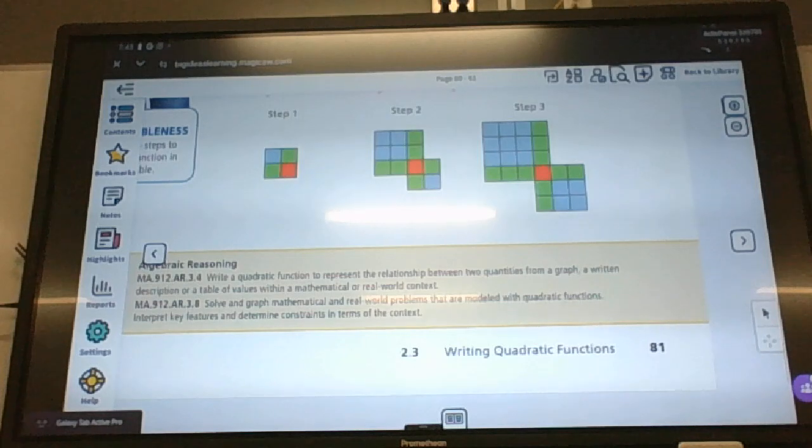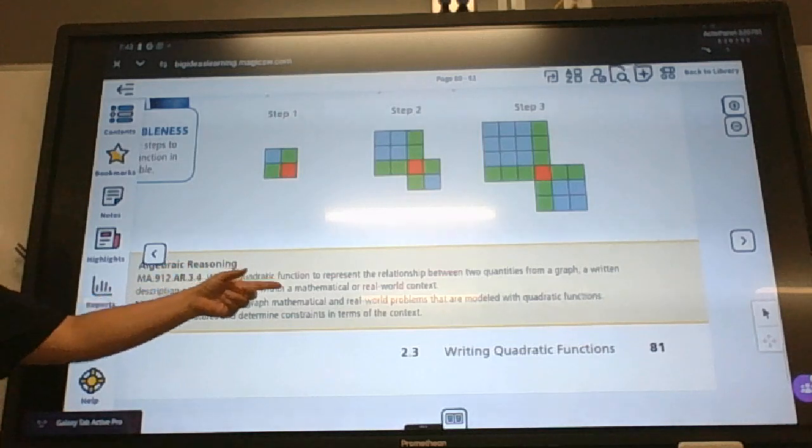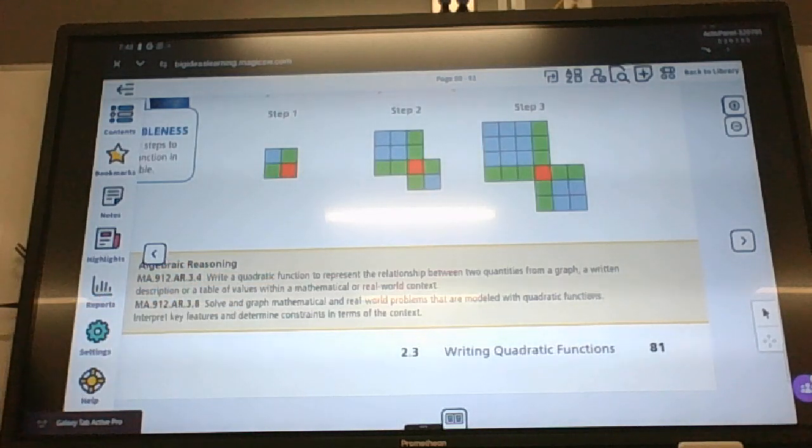So this was the one you were supposed to write. MA 912 AR 3.4. Write a quadratic function to represent the relationship between two quantities from a graph, a written description, or a table of values within a math or real world context. So mathematical, they're talking about kind of easy numbers, integers. In the real world context is where we'll see a lot of decimals come into play. So anyway, this is our standard today, writing the quadratic function. So make sure you have that written down for your homework, please.